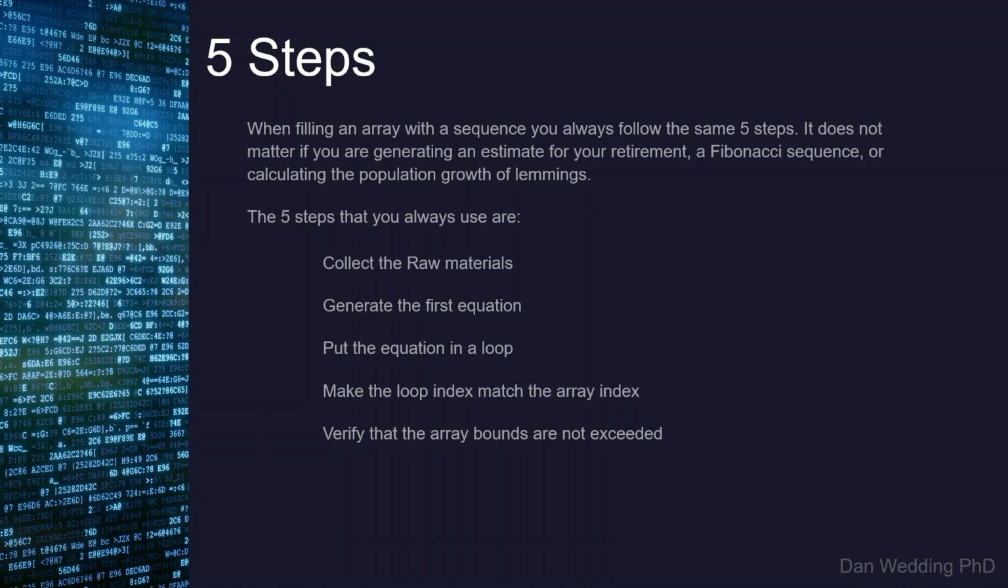When filling in an array with a sequence, you always follow the same 5 steps. It does not matter if you're going to generate an estimate for your retirement, a Fibonacci sequence, or calculating the population growth of lemmings. The 5 steps that you always use are: collect the raw materials, generate the first equation, put the equation in a loop, make the loop index match the array index, verify that the array bounds are not exceeded.